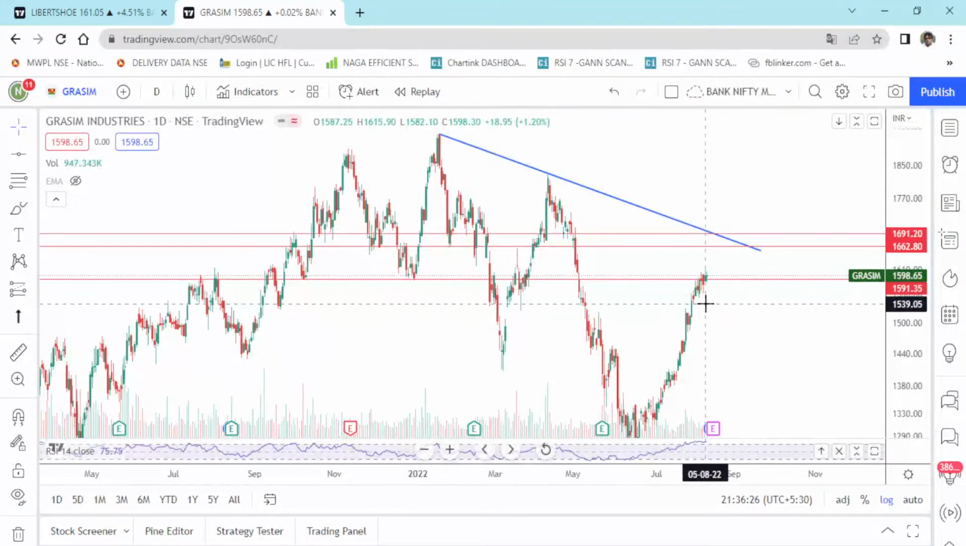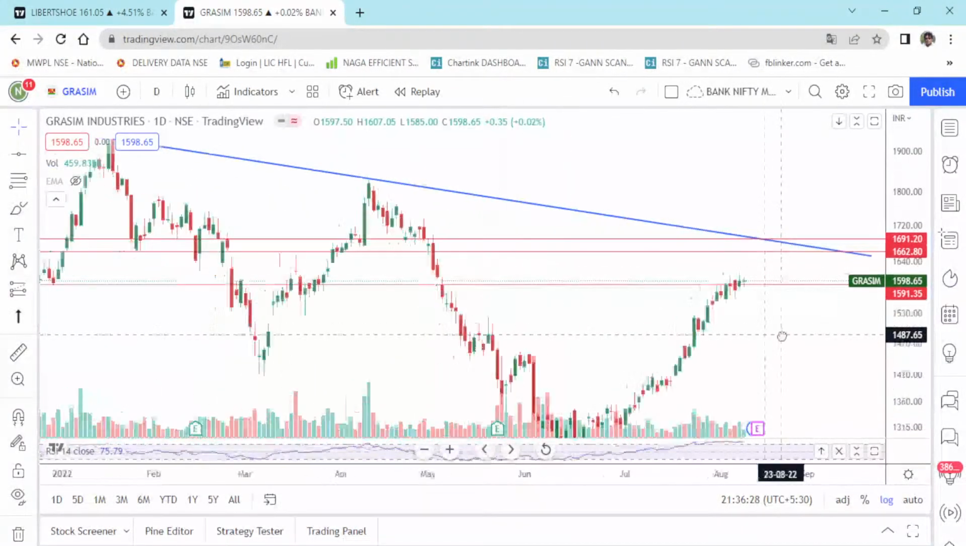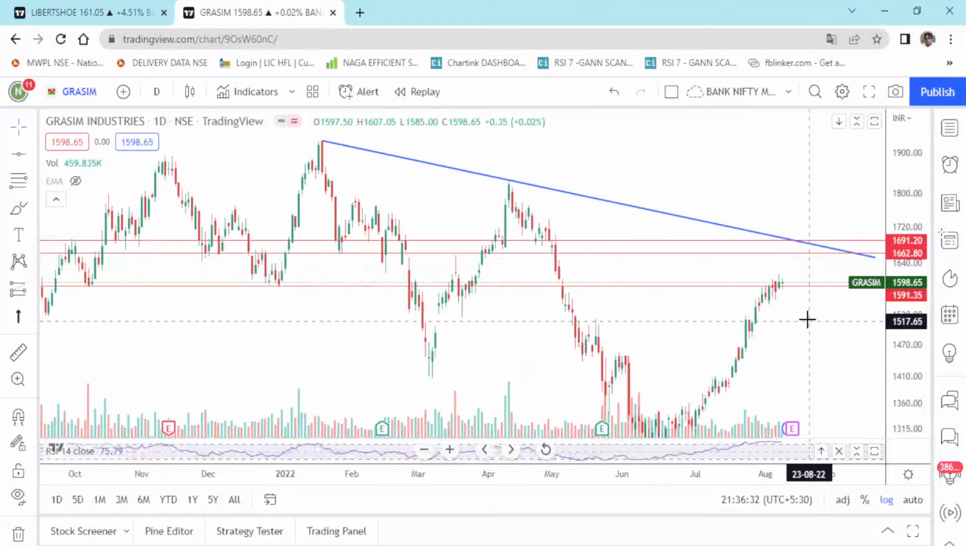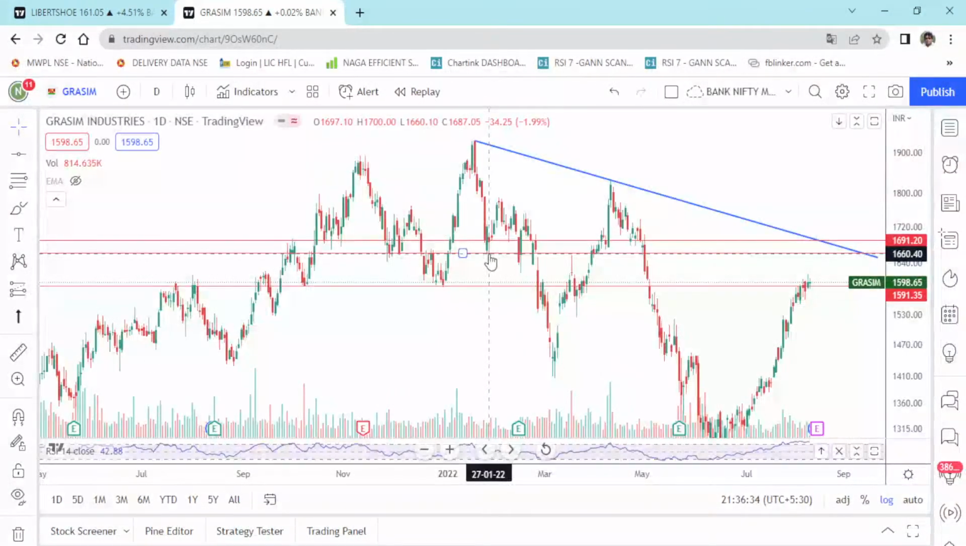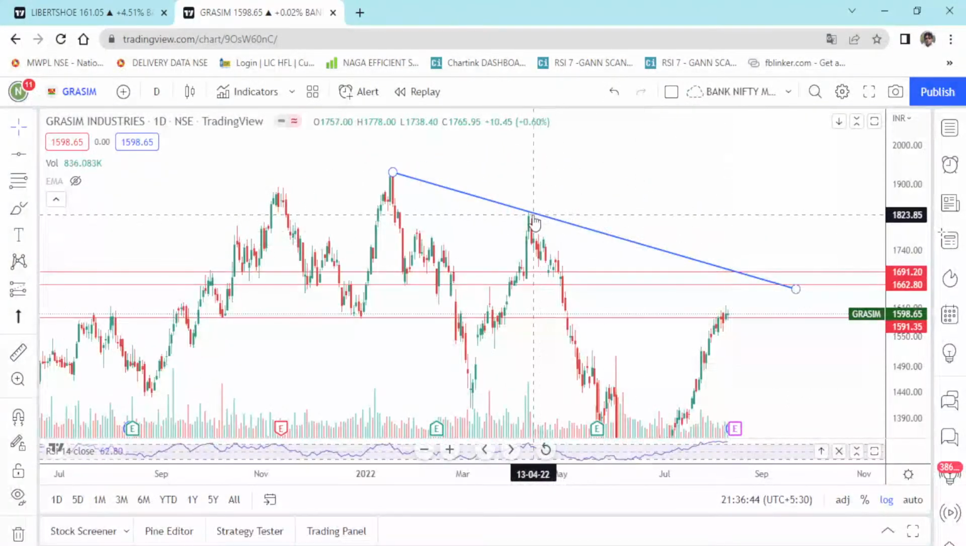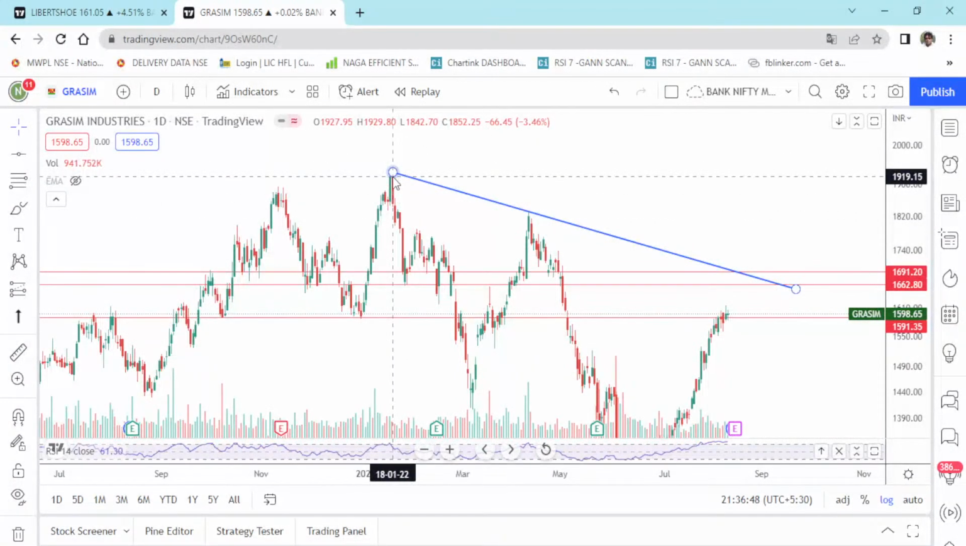So if this is getting broken, if you clearly have a look, already the level has been broken, and it can move towards the next resistance, which is coming around this level, 1660, and the next level is going to be 1690. And if this is touching the descending trend line, and if that is getting broken, it can go towards 1800 levels and 1900 levels.